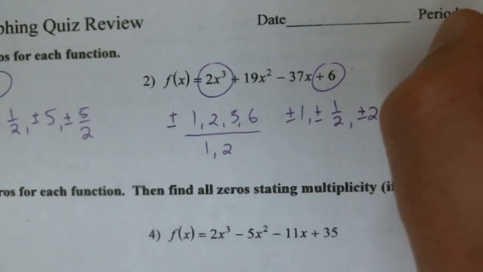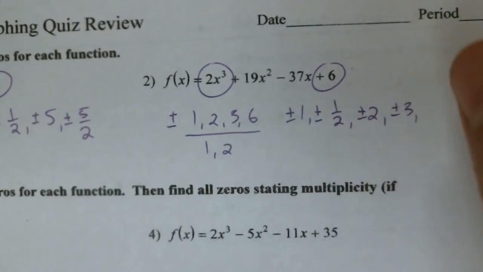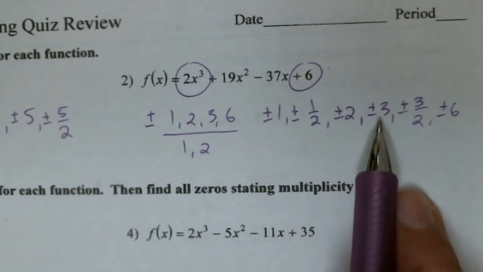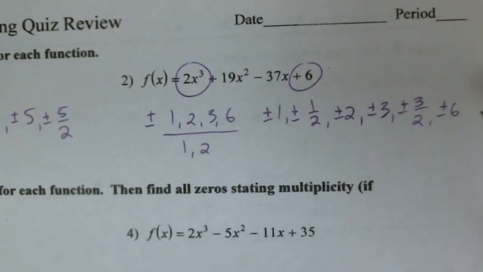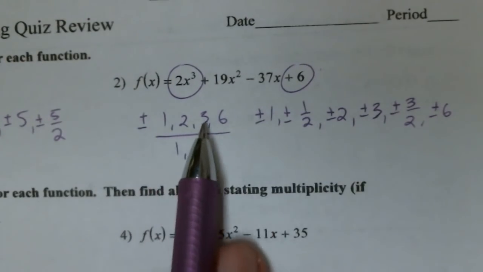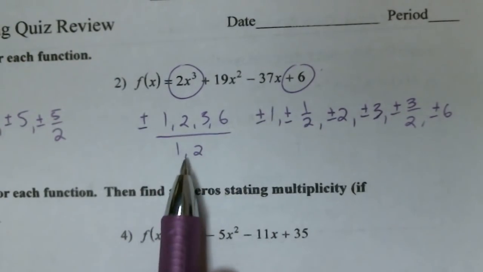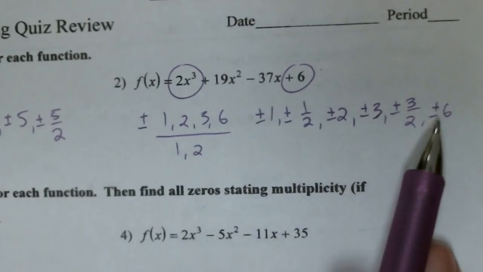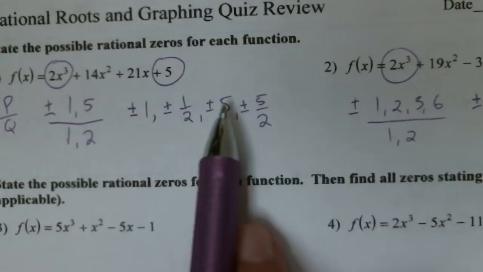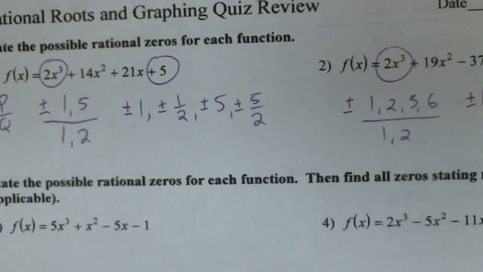I have a 3 over 1, plus or minus 3. I have a 3 over 2, plus or minus 3/2, 6 over 1, and 6 over 2, which is 3, but I already have that here. Okay. All right, so I can also check this just to make sure. I have 1, 2, 3, 4, 5, 6 numbers, so I should have 1, 2, 3, 4 combinations.